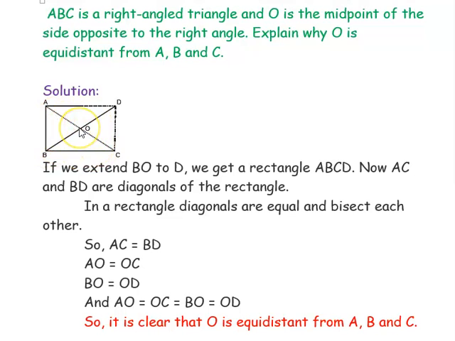So we can say that O is the midpoint of the diagonals AC and BD. Okay, so now it's clear that O is equidistant from A, B and C, because all the distances are equal.